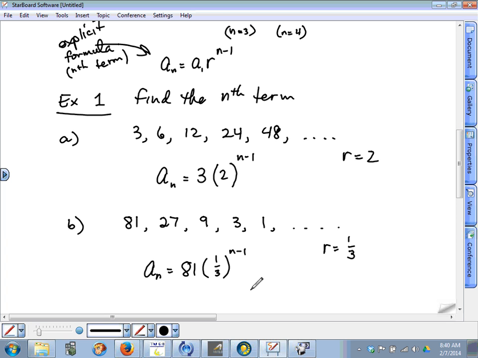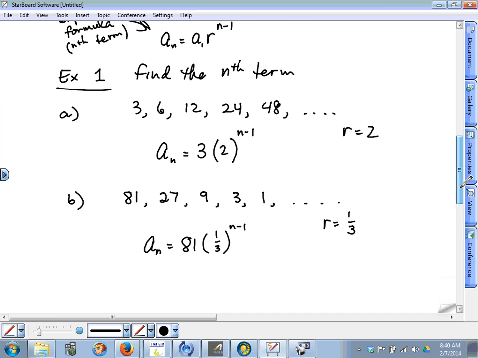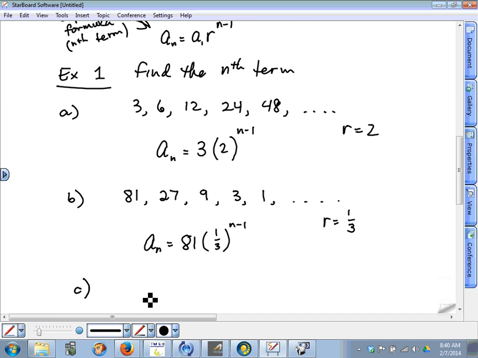Getting the hang of it? A little bit? One more real quick, just for the sake of craft. Part C.